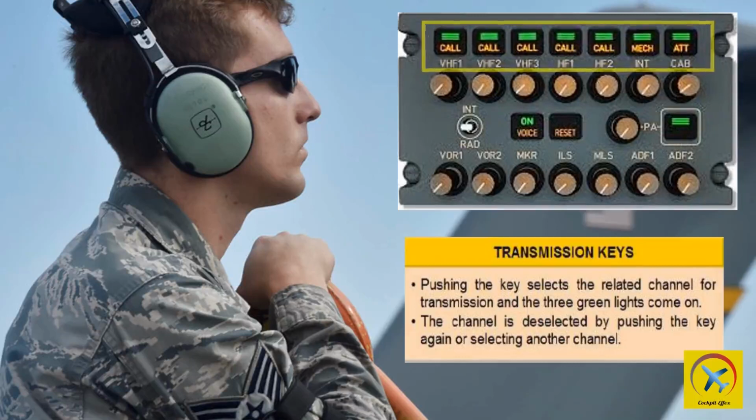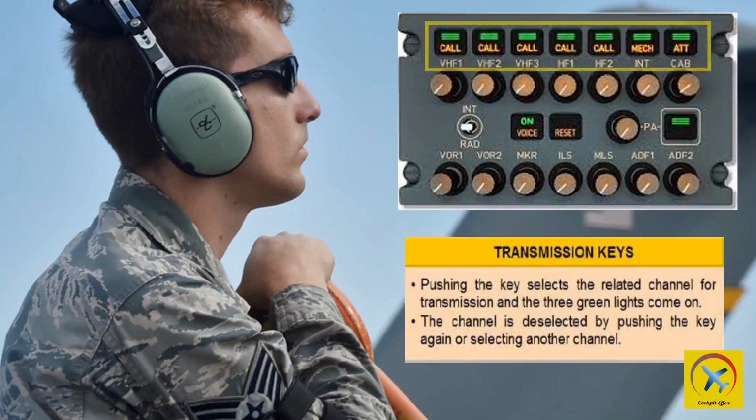VHF or HF, when pressed, allows communication on applicable transceiver. Call flashes when a selcall is received on the applicable radio. CAB, when pressed, allows communication on the cabin interphone system. ATT flashes when a call is received from a flight attendant station. Light extinguishes after 60 seconds if not reset.